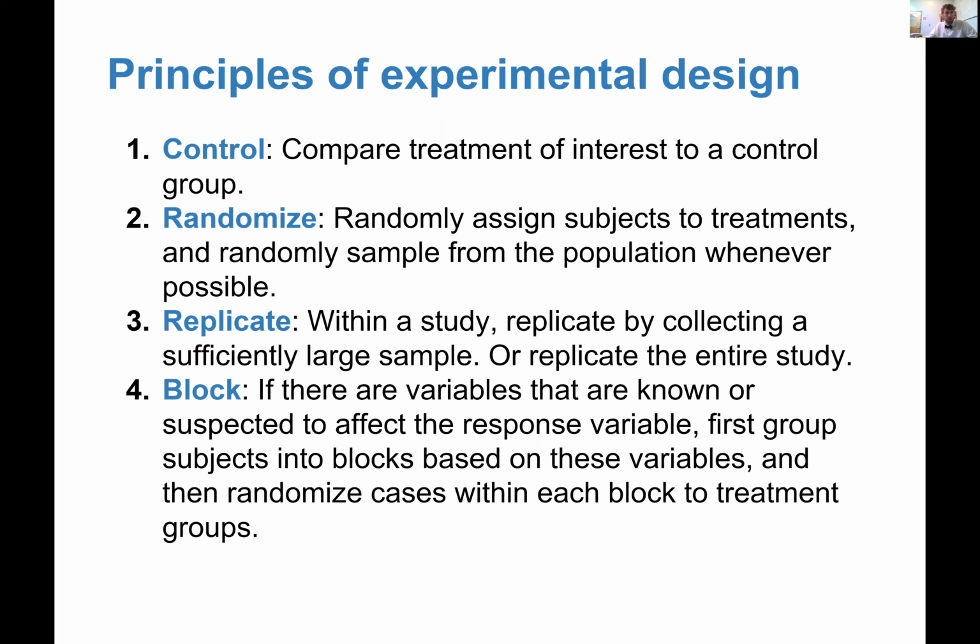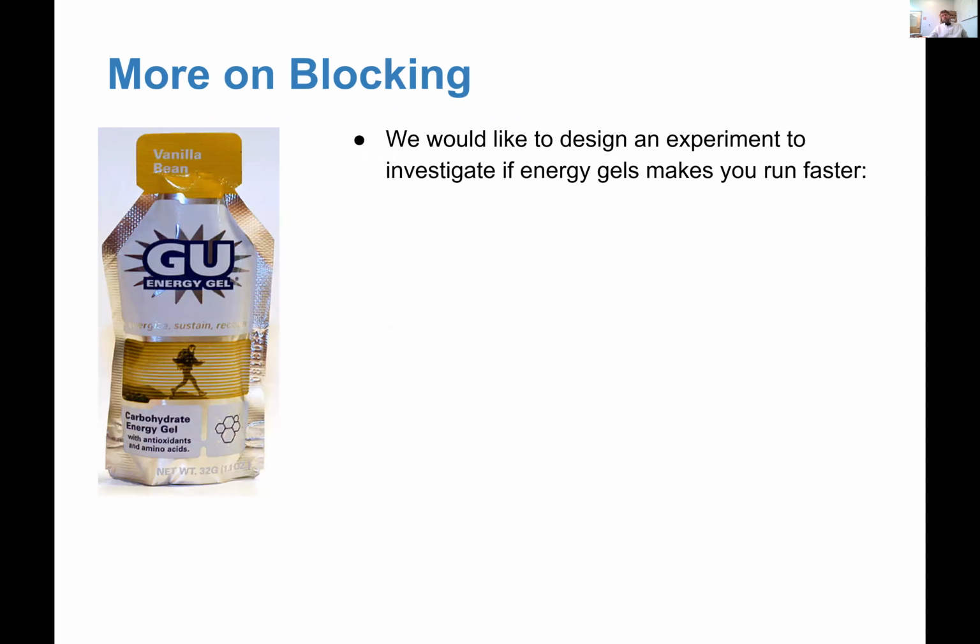So in our first example, we're going to talk more about blocking. Say we want to design an experiment to investigate if energy gels make you run faster. I'm going to move myself up to the top here and a little out of the way, because the words are eventually going to get in the way behind me. All right, so treatment: you have some runners with energy gel. Control group: some runners with no energy gel.